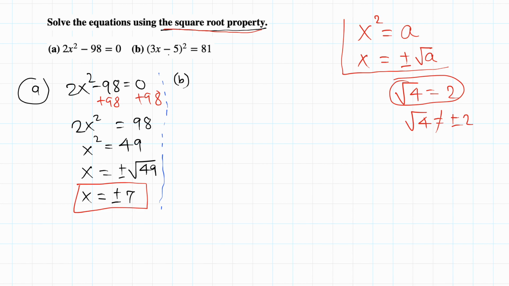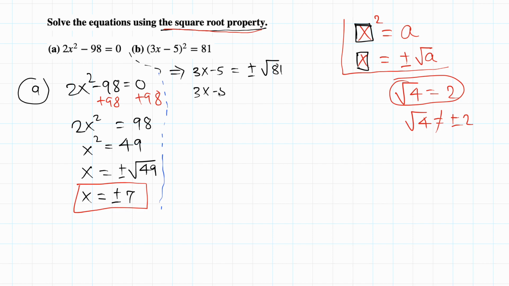So we got (3x minus 5) squared equals 81. We got something that is squared. This is like x squared equals a. It can be anything. Some junk squared equals a means that the junk is in fact plus or minus the square root of a, and we already have that situation here. On the left side we already have something squared equals 81, which means that using the square root property, 3x minus 5 equals plus or minus the square root of 81.